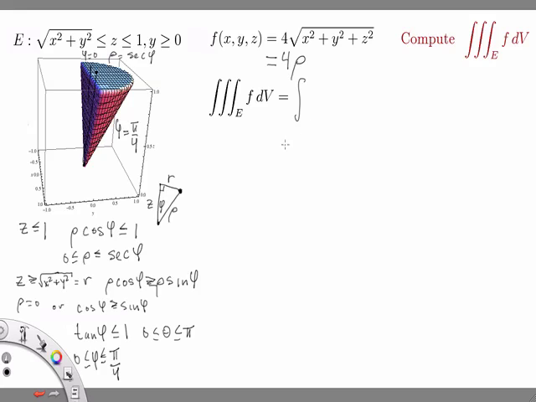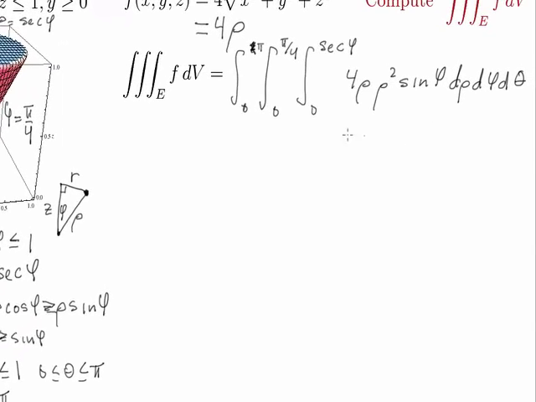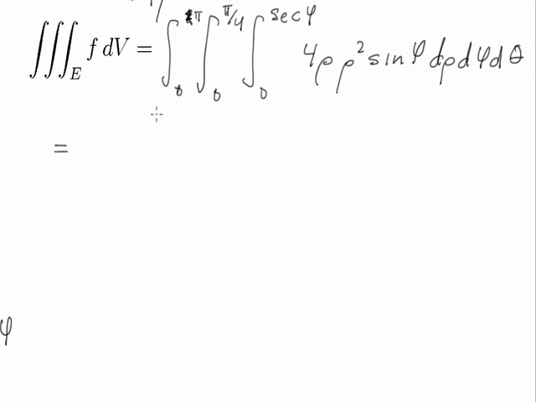Okay, so now we're ready to set up our triple iterated integral. So we have the integral from 0 to pi. Then our phi bounds are 0 to pi over 4, and our rho bounds are 0 to secant phi. Now we're integrating the function for rho, and then of course we have to throw in rho squared sine phi, d rho, d phi, d theta. So now we've set up our triple iterated integral, and now we're just going to carry through with each iteration.